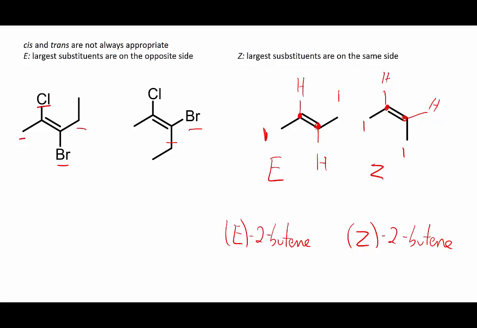Now let's go back to the example on the left with the chlorines and the bromines. Let's take a look at the leftmost carbon. Chlorine has the largest molecular weight. It's going to be our highest priority. Bromine on the right has the highest molecular weight, so it will have the highest priority. Notice these are on the opposite face, so this will be E. In the other example, chlorine is number 1, bromine is number 1. This will be an example of a Z alkene.